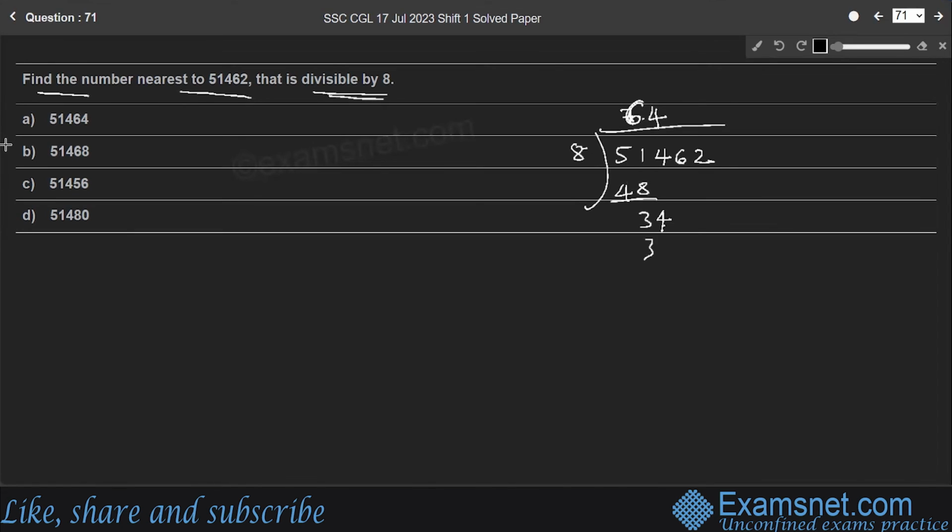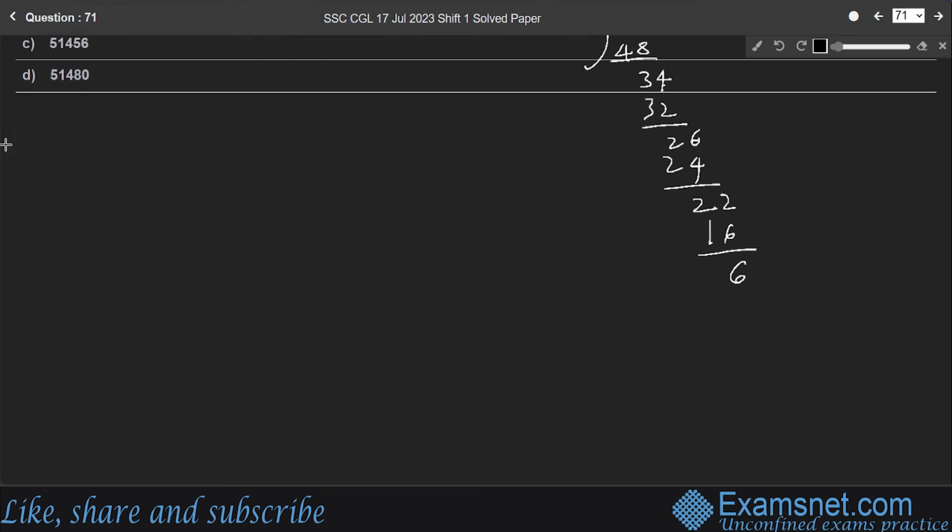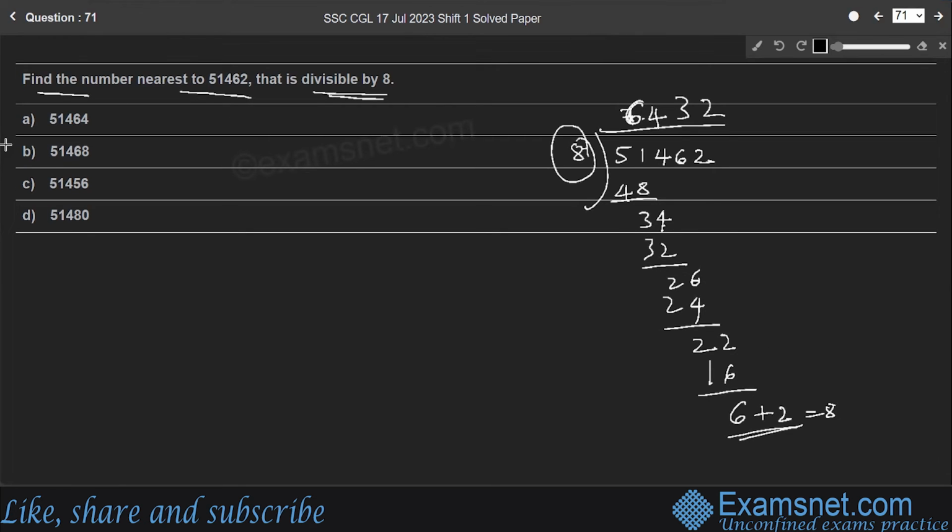8 into 4, 32. 8 into 3, 24. Again, 2 is the remainder. Can borrow 2. So 8 into 2 is 16. Right? 6 is the remainder. So we need two extra numbers. If you get two extra numbers, the remainder becomes 8, and the divisor is 8 itself. Therefore, we need two numbers to be added to the given number so that it is completely divisible by 8, so that the remainder becomes 0.